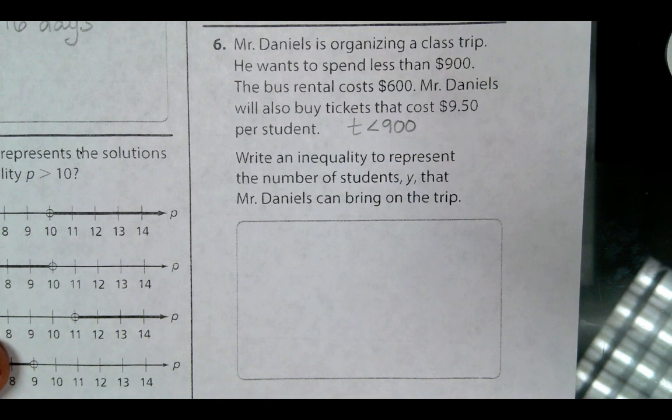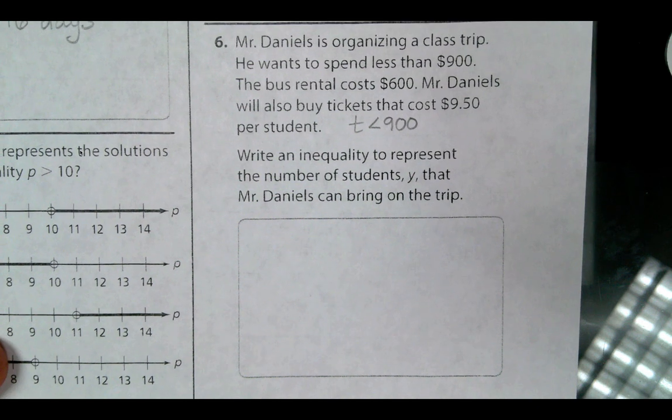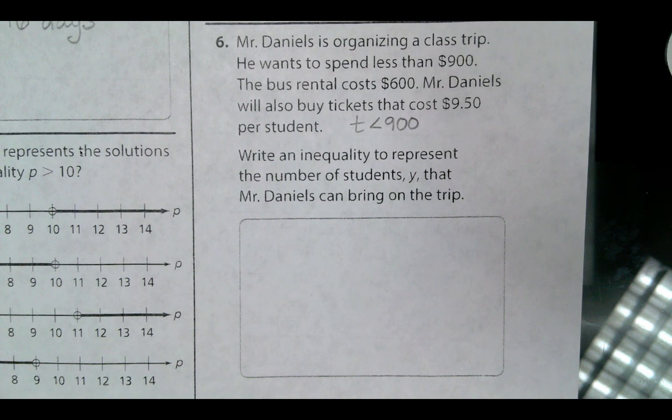The bus rental costs $600. Mr. Daniels will also buy tickets that cost $9.50 per student. Write an inequality to represent the number of students y that Mr. Daniels can bring on the trip. Hear me out. And I know you guys hated this on your Savvas. What is my constant? Meaning, there's something that is a flat rate, period.